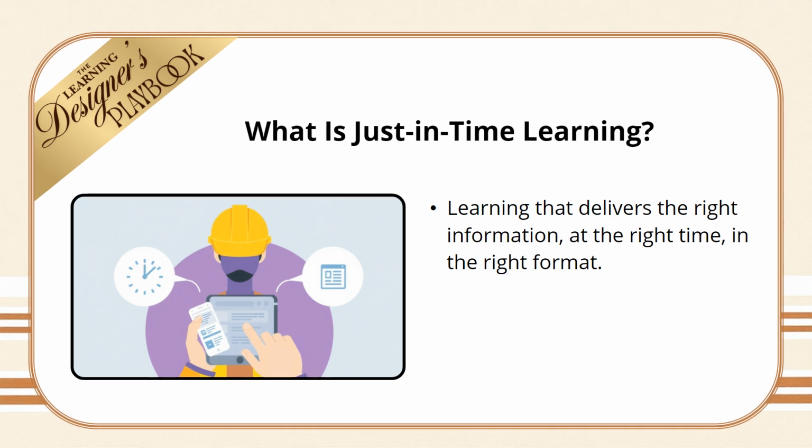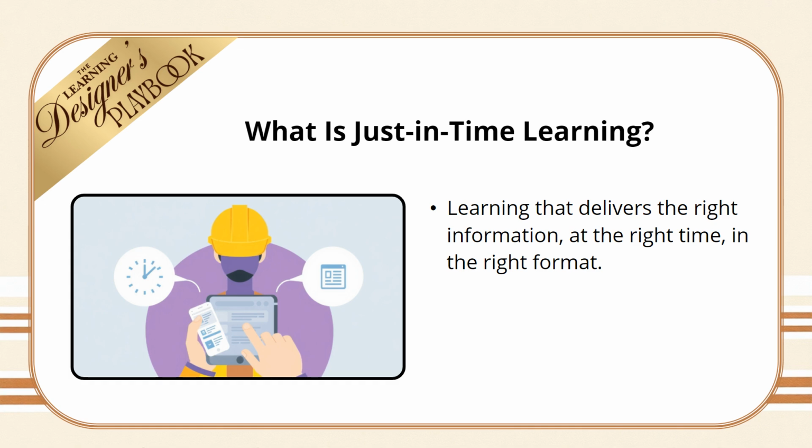Just-in-time learning is a delivery method focused on immediacy and relevance. It provides employees with the knowledge they need exactly when they need it, without delay or unnecessary detail. This approach mirrors how people naturally seek information in their daily lives, searching, reading, or watching short pieces of content to solve immediate problems. It's rooted in the idea that timing is just as important as content. The purpose is to eliminate the gap between knowing and doing.